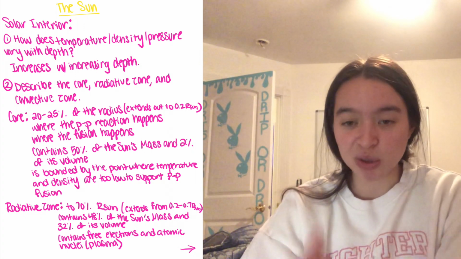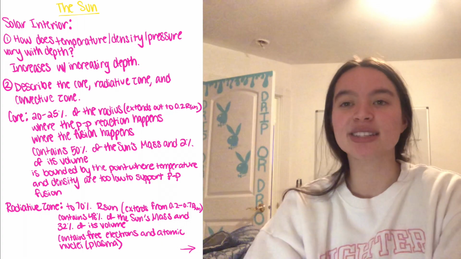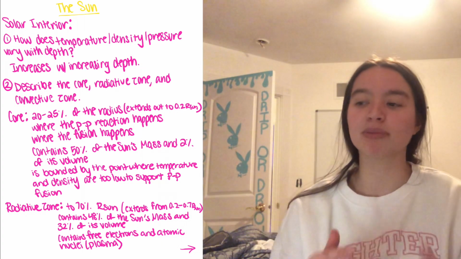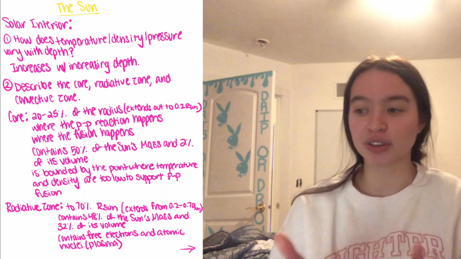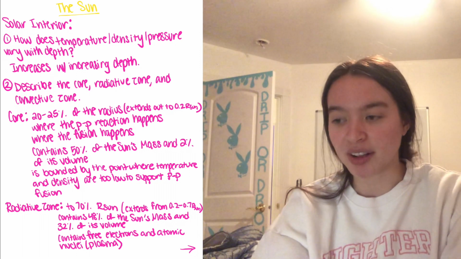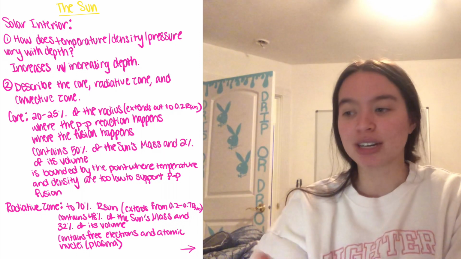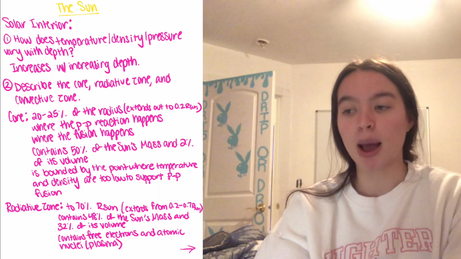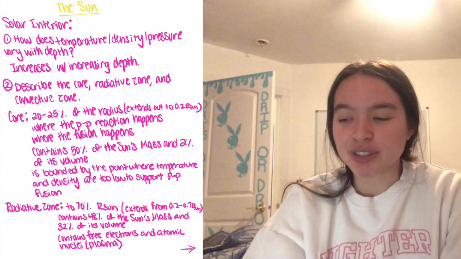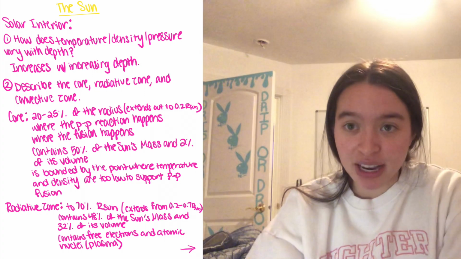The core is 20 to 25% of the radius, and it extends out to 0.2 radius of the sun. This is where the proton-proton reaction happens, where the fusion happens, and it contains 50% of the sun's mass and 2% of its volume. Also bounded by the point where temperature and density are too low to support the proton-proton fusion.